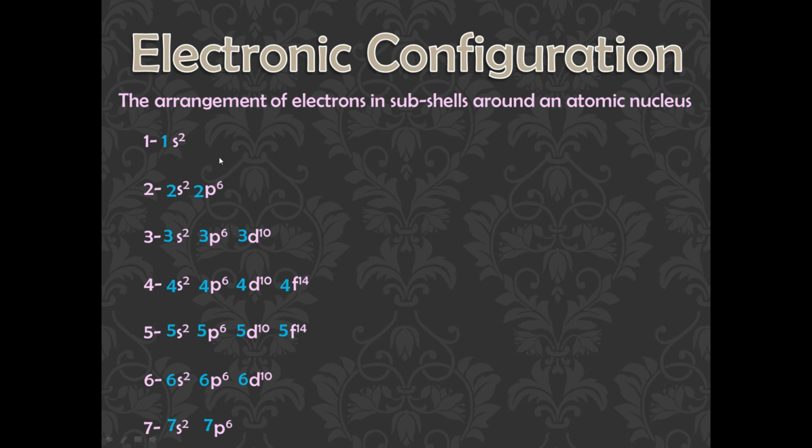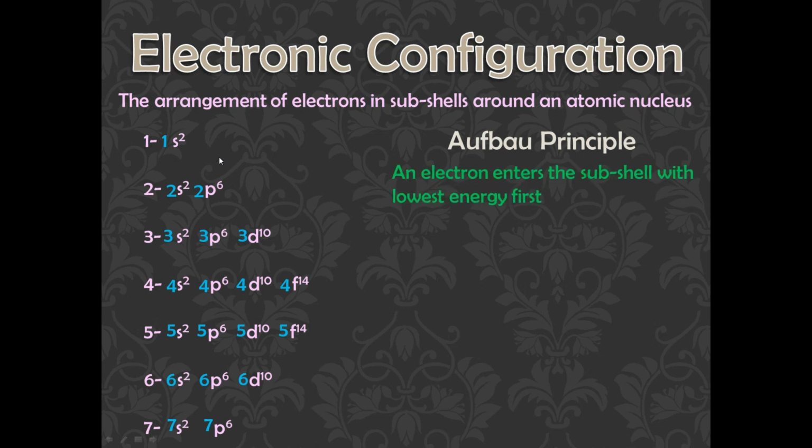Now I'll tell you how we can fill electrons in each shell or in each subshell. There is a principle known as Aufbau principle. It gives us idea about filling electrons in these subshells. This principle states that an electron enters the subshell with lowest energy first, means the subshell having lowest energy, the electron will go in that subshell first, and from lowest to highest energy subshell electrons will be filled.